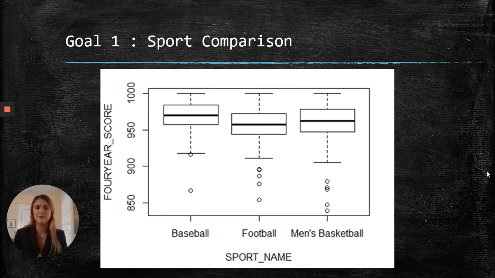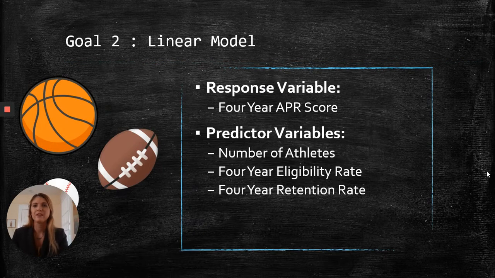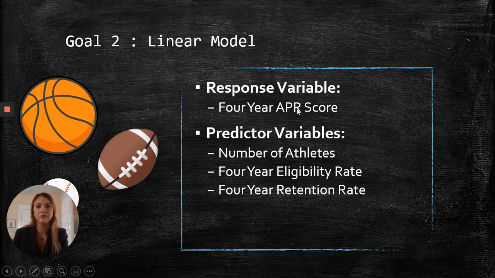If you had a preconception that maybe one sport would be higher than the others, this shows that that's not the case. So for the next goal, I kept with the three main sports, basketball, football, and baseball, and decided to create a linear model using the 4-year APR score as the response variable.